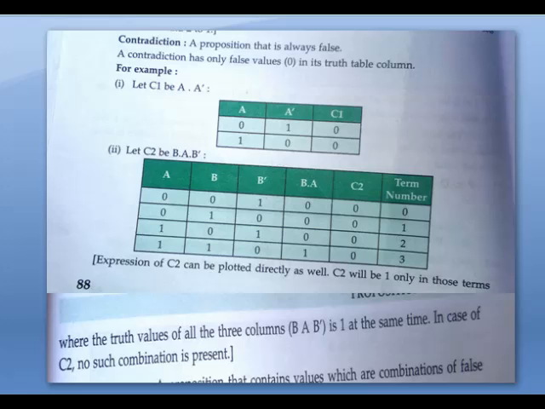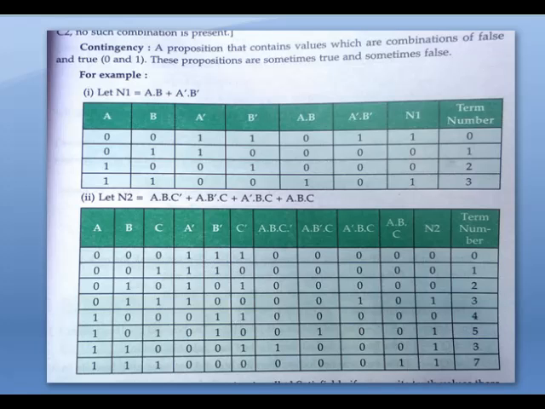Now we are going to see what is called contingency. Contingency means the output consists of a combination of zeros and ones. If the output consists of only ones, it is called a tautology. If the output contains only 0, it is called a contradiction. If the output contains a combination of ones and 0, it is called a contingency. A proposition that contains a combination of false and true, 0 and 1, is sometimes true and sometimes false.